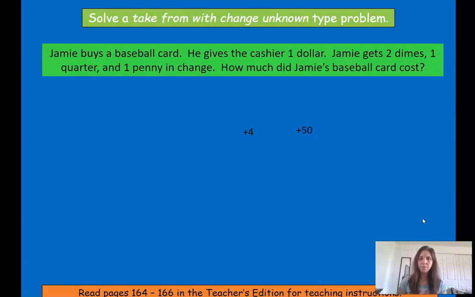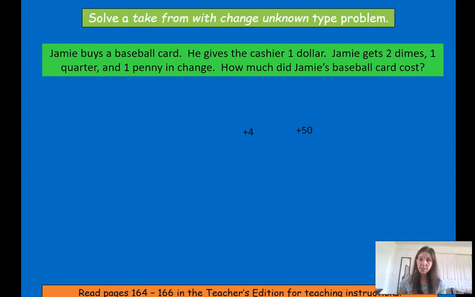Let's look at another problem. Jamie buys a baseball card. He gives the cashier $1. Jamie gets 2 dimes, 1 quarter, and 1 penny in change. How much did Jamie's baseball card cost? So this one is, first, we have to add up that money and see how much change he got back, so we know what amount that is.